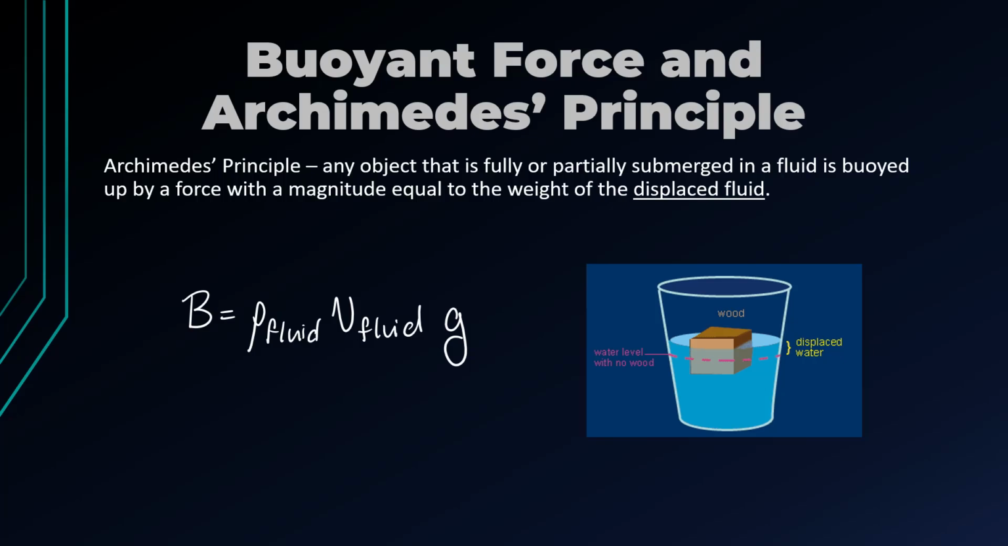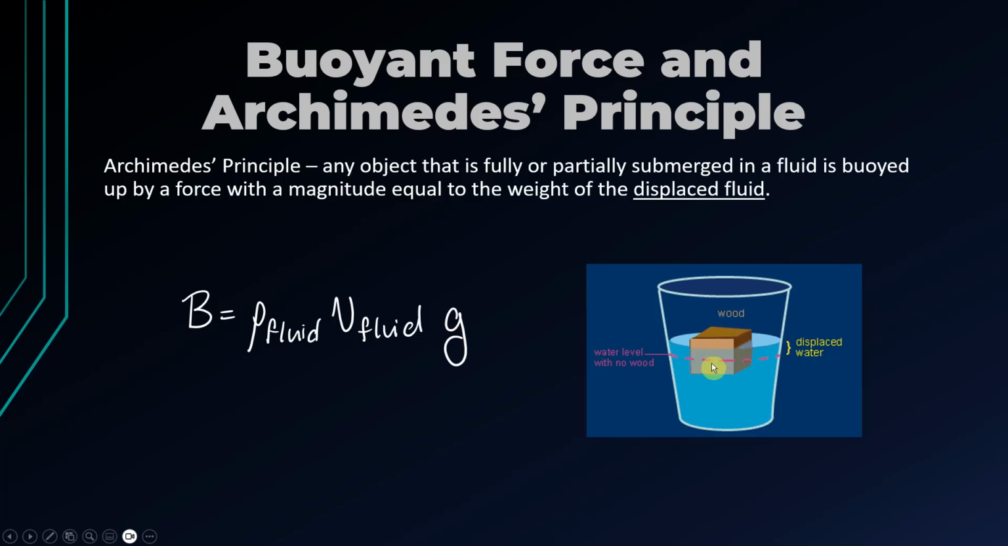So this is our definition for buoyant force, and it is equal to the density of the fluid times the volume of the fluid that has been displaced times g. One of the biggest mistakes I see is that students assume that the volume is the volume of the object. That is not the case.